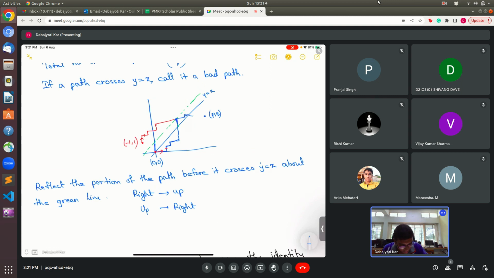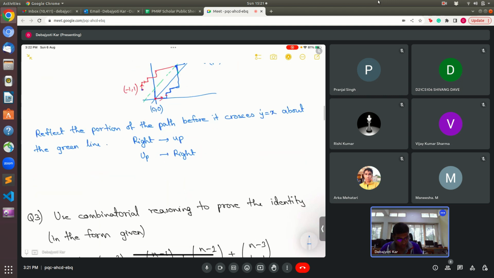So maybe we had done something like this and reached it, that we do not care. So basically what I mean to say is any bad path corresponds to a northeast lattice path from -1, 1 to the point P, Q. This is the main observation. So there is a bijection.